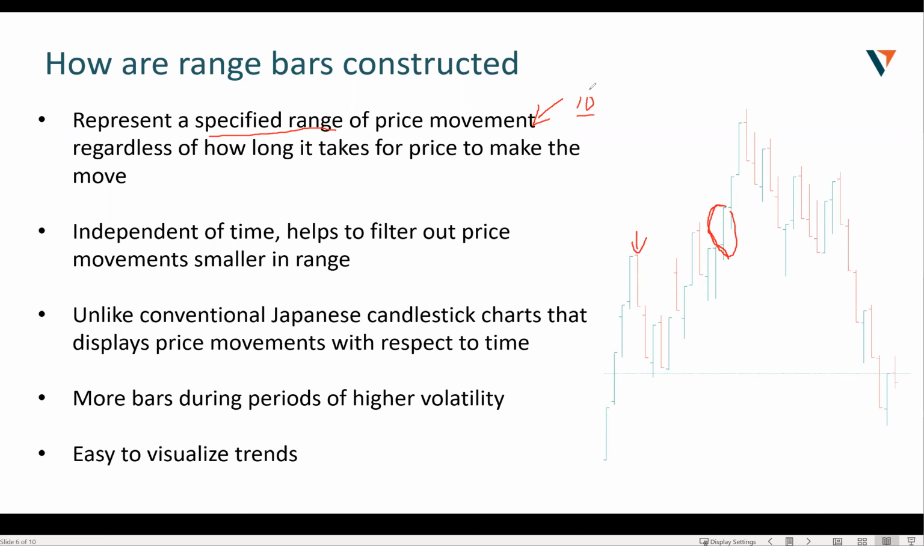So how is this useful? Well, for one, it's independent of time. It helps us to filter out the price movements, especially those within a smaller range. So for example, if this range bar is 10 pips, a 5 pip movement itself would not construct a new bar. If you have a starting point of 10 and you're setting a range bar at 10 pips, what this means is that you need price to move at least to 20, or below, to 0. So it has to be above this 10 pips difference in order for a range bar to be constructed.